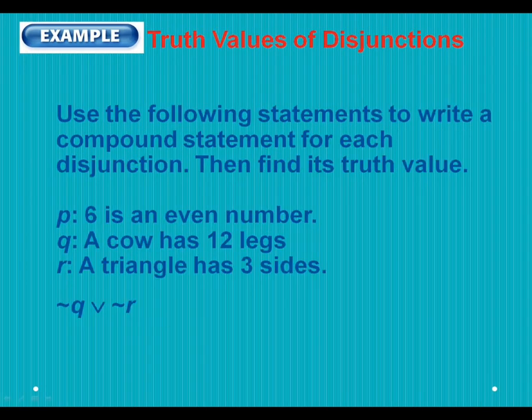How about this one? I want the negation of Q. Does this mean and or? Okay. The negation of Q or the negation of R. I want true or false. Think about it a second. So first let's write out our statement. This says the negation of Q. Okay, because it says write a compound statement. So let's go ahead and write out the compound statement. Q is a cow has 12 legs, so the negation of Q would be a cow does not have 12 legs, right?